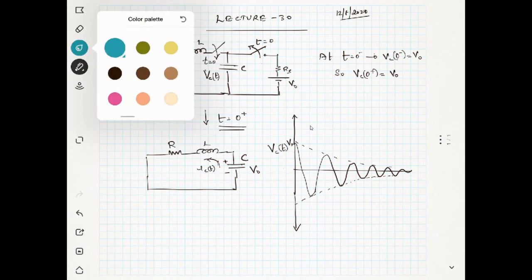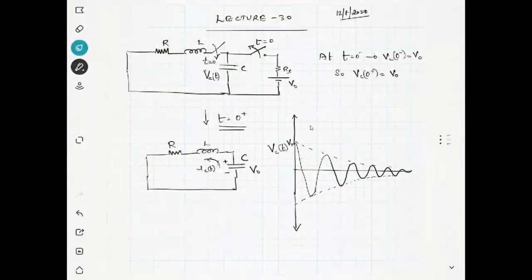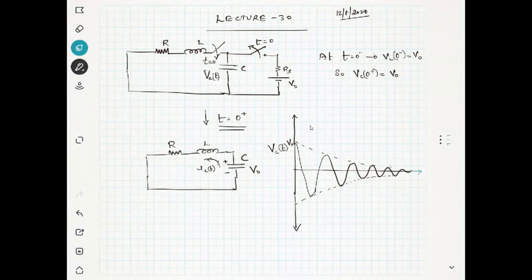But there is a resistor in the circuit. Whenever there is a resistor, there will be a decay. If there is no resistor, the oscillation will be there till infinity, as time tends to infinity. Ideally, there is no loss in energy.